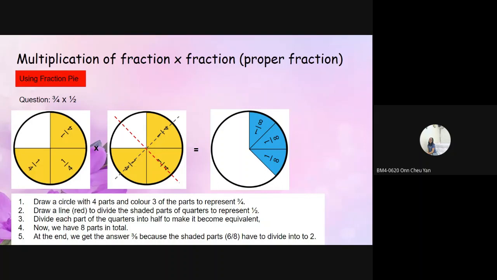Then divide each part of the quarters into half to make it equivalent. Now we have 8 parts in total. So we will get the answer 3/8 because the shaded parts, which represent 6/8, have to be divided into 2. Done. Next.